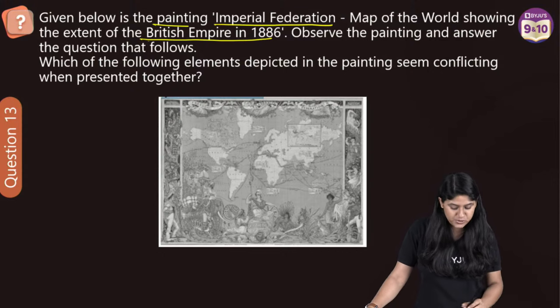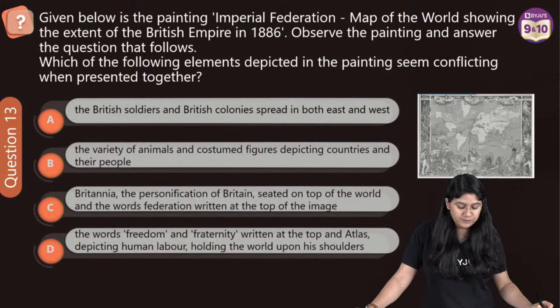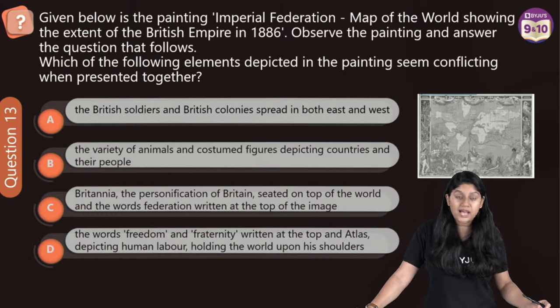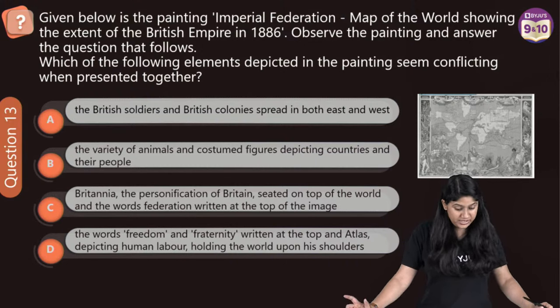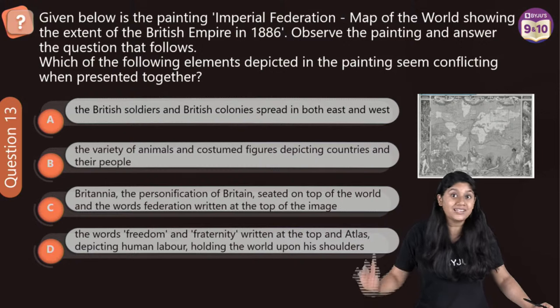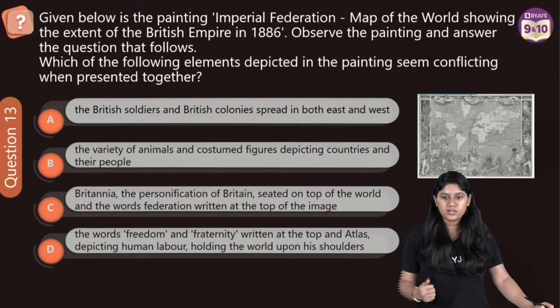Yes, very good. Options are over here. Please take a look at the options. Option A is a British soldier and a British colony spread in both the East and West. The variety of animals and costumes figures depicting countries and their people. Britannia, a personification of Britain, seated on top of the world, and the word Federation written at the top of the image. Or option D, the words freedom and fraternity written at the top, and the Atlas figures depicting human labor holding the world upon their shoulders.